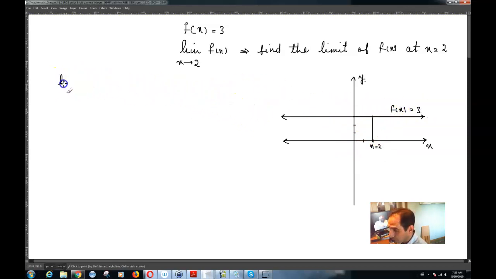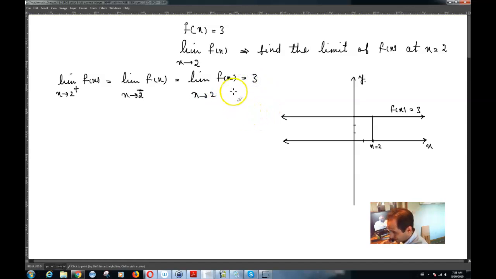So then you can say that the limit of f of x as x tends to 2 from the right is equal to the limit of f of x as x tends to 2 from the left, is equal to the limit of f of x as x tends to 2, which is equal to 3. And again, you can see that the limit of f of x as x tends to 2 is equal to f of 2, which is equal to 3.